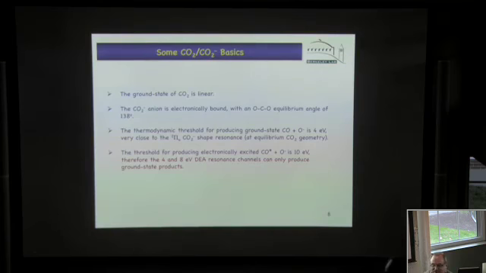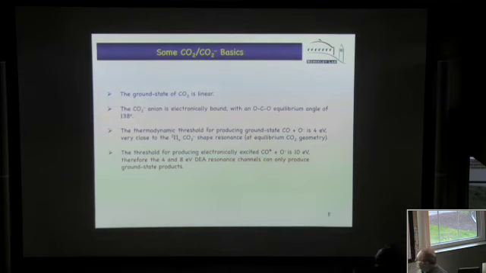Okay, some CO2 minus basics. Obviously, the ground state of CO2 in equilibrium is linear. The CO2 minus anion is in fact electronically bound with an equilibrium angle of somewhere around 138 degrees. That's been known, it's an experimental fact that's been known for decades. I've already mentioned that the thermodynamic threshold for producing ground state CO plus O minus, by dissociative electron attachment in this case, is about 4 volts, very close to where the doublet pi u CO2 shape resonance is. Again, at the equilibrium CO2 geometry.